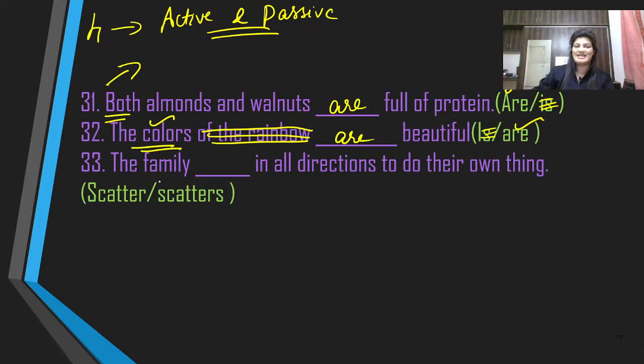The answer is scatter, very good, and not scatters, because the family scatter here, even though family is in fact a singular subject, it's a collective noun. Here, they all are doing different things, going in directions to do their own different thing.